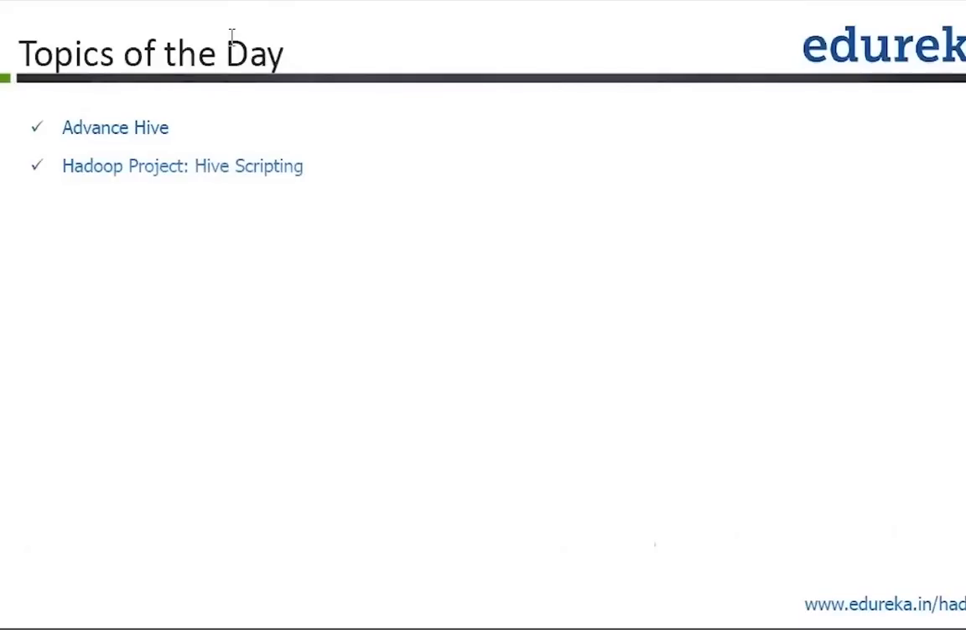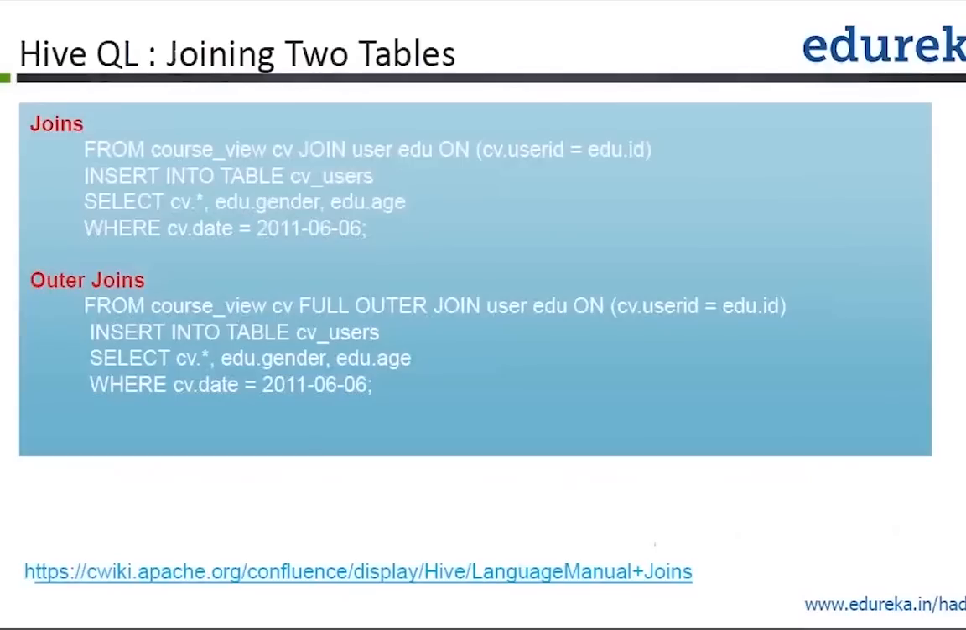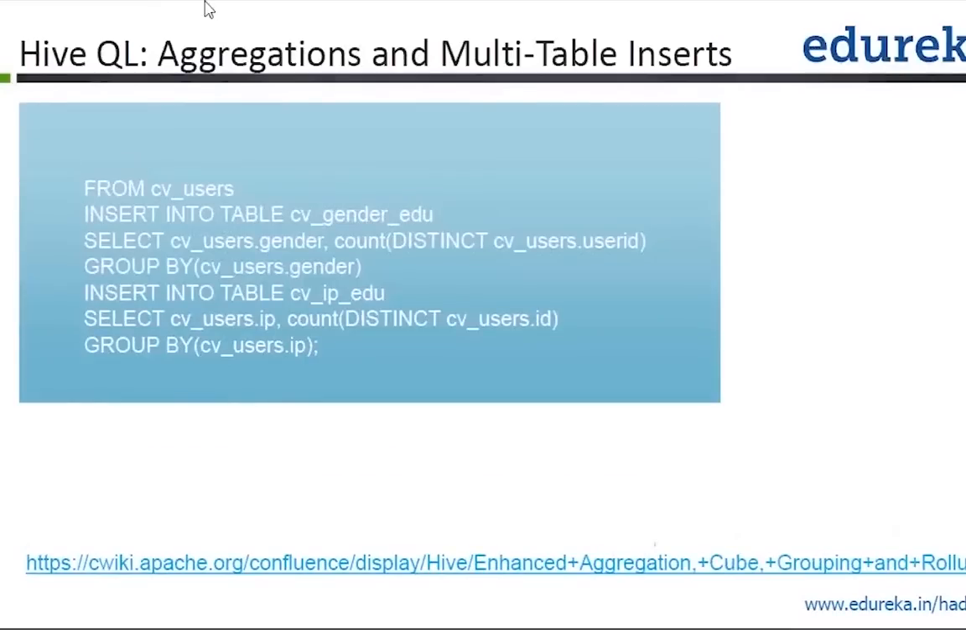Okay, so the next thing we are going to see, guys, is about the Advanced Hive stuff, right? In Advanced Hive, what we are going to see is joins. We already saw the outer join, so that should be fine, joining the two tables. Then aggregation and multi-table insert, and reading the data from one table. You can practice this kind of command as well. That should not be a problem.